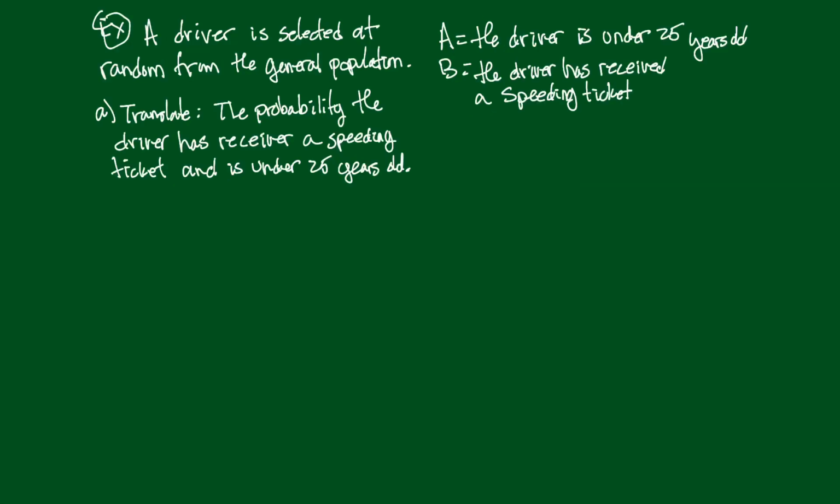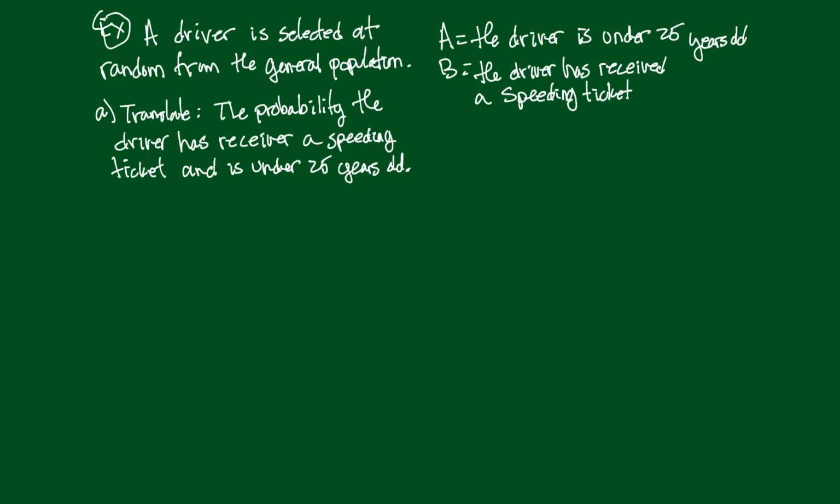Here's an example. A driver is selected at random from the general population. We're going to take two events. Let A be the event the driver is under 25. So you're just going to randomly select some driver out of the general population of all drivers. Now, A is going to be the event that the driver is under 25. B is going to be the event that the driver has received a speeding ticket. Okay, so A: under 25, B: received a speeding ticket.